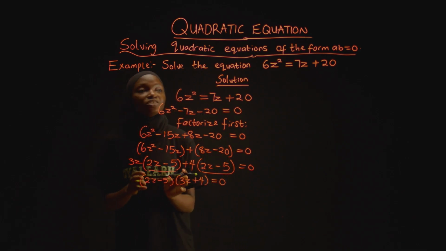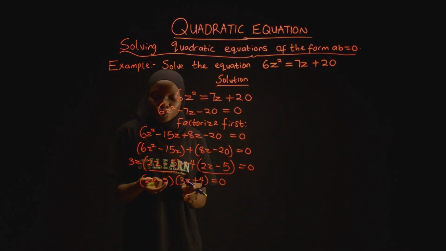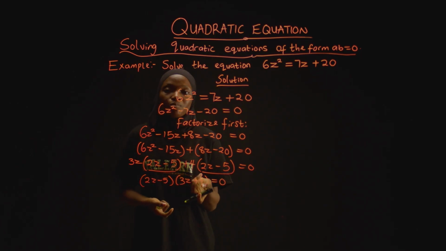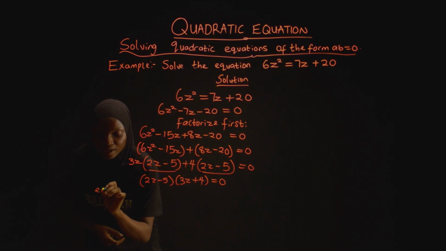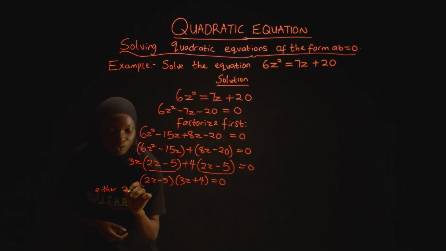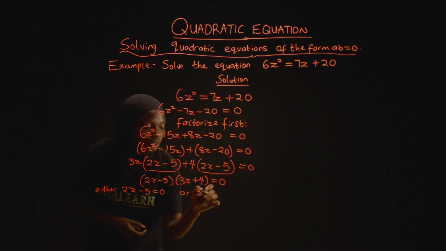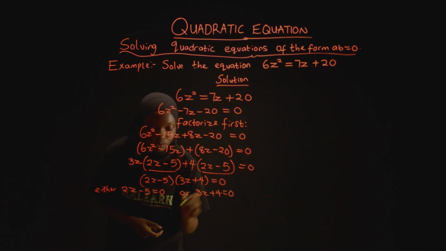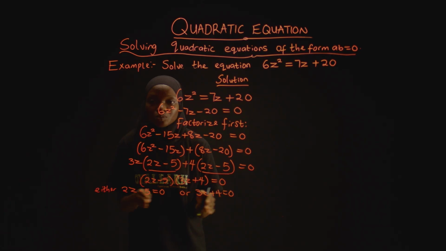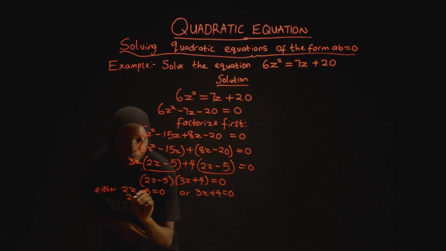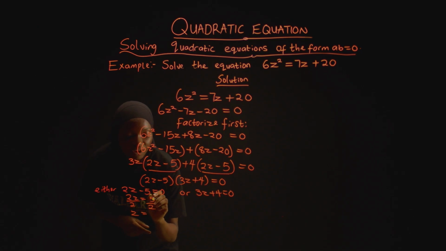And here, this is already in the form ab equals to 0. That is, it is either 2z minus 5 equals to 0 or 3z plus 4 equals to 0. So we have either 2z minus 5 equals to 0 or 3z plus 4 equals to 0. And from here, we solve these two simple equations. So we're having 2z equal to, minus 5 comes to this side, we have 5. Then here to find z, we divide both sides by the coefficient of z, which is 2. So we have z equal to 5 over 2, which is 2 and 1 over 2.